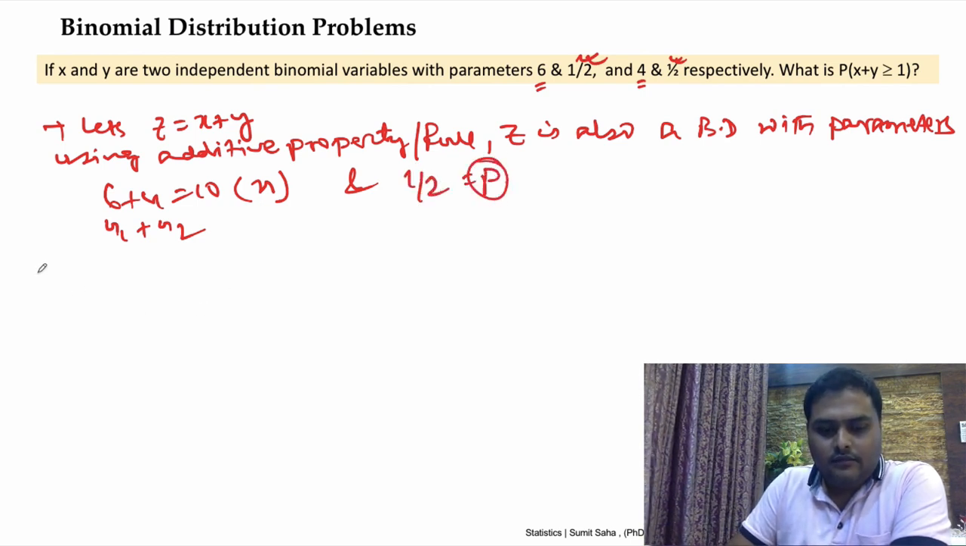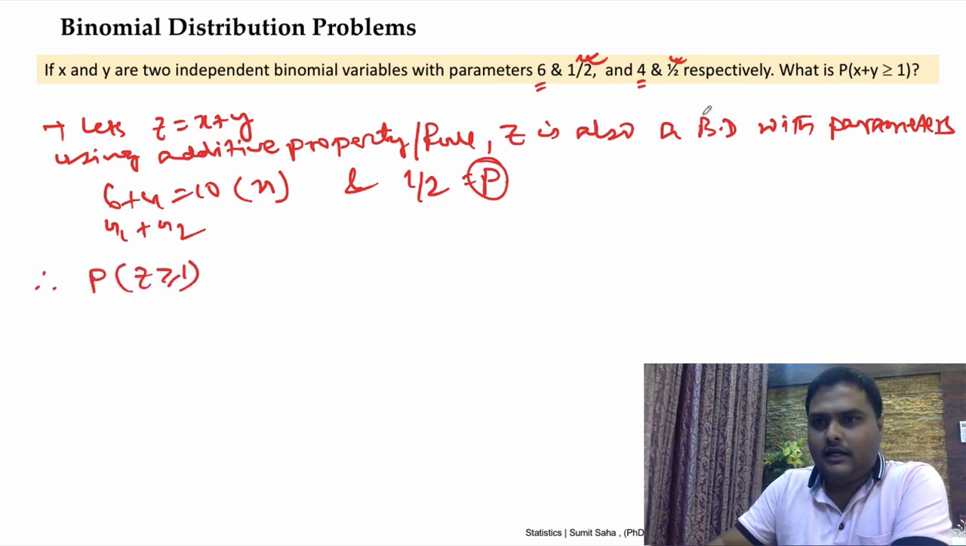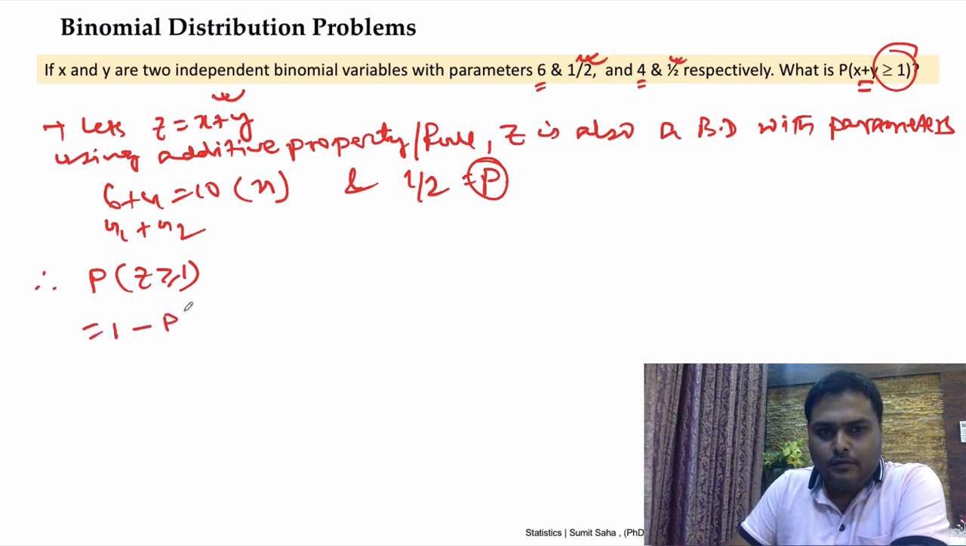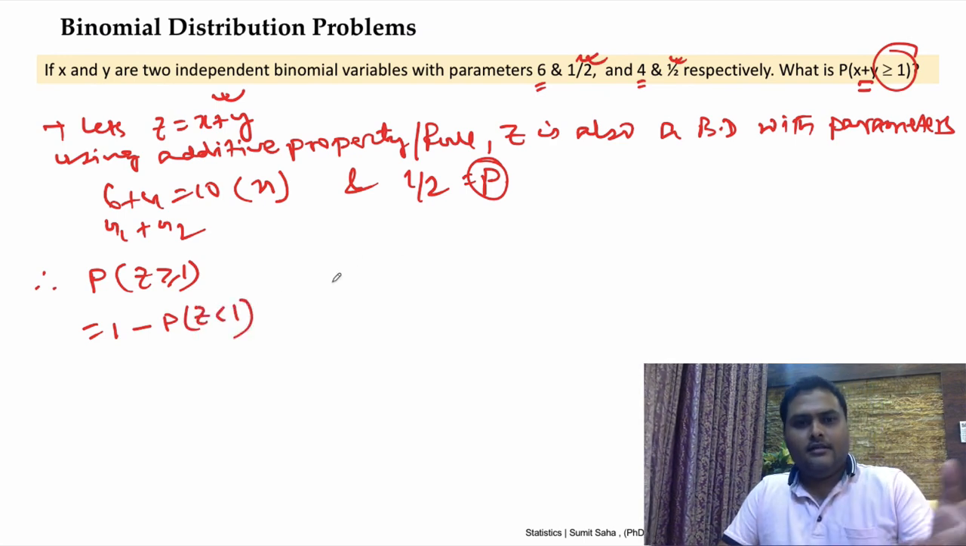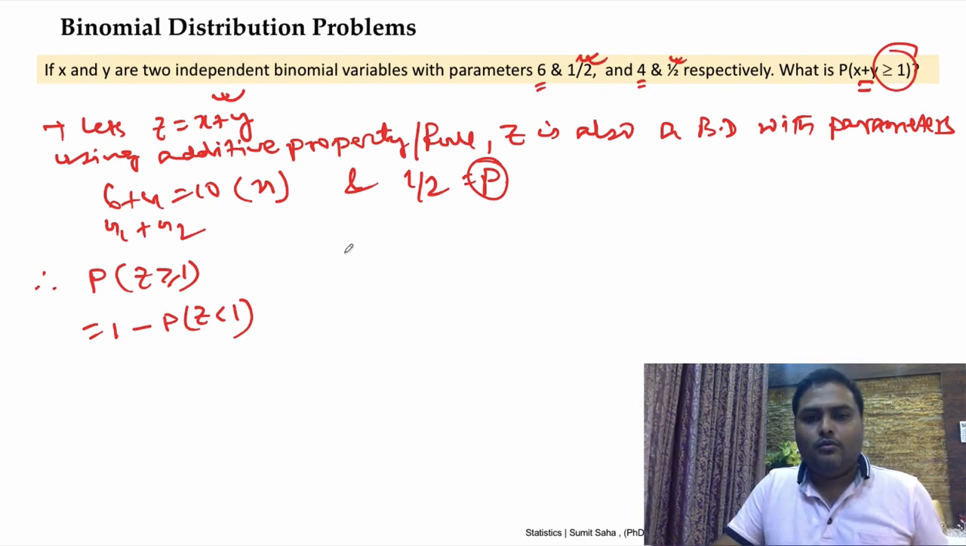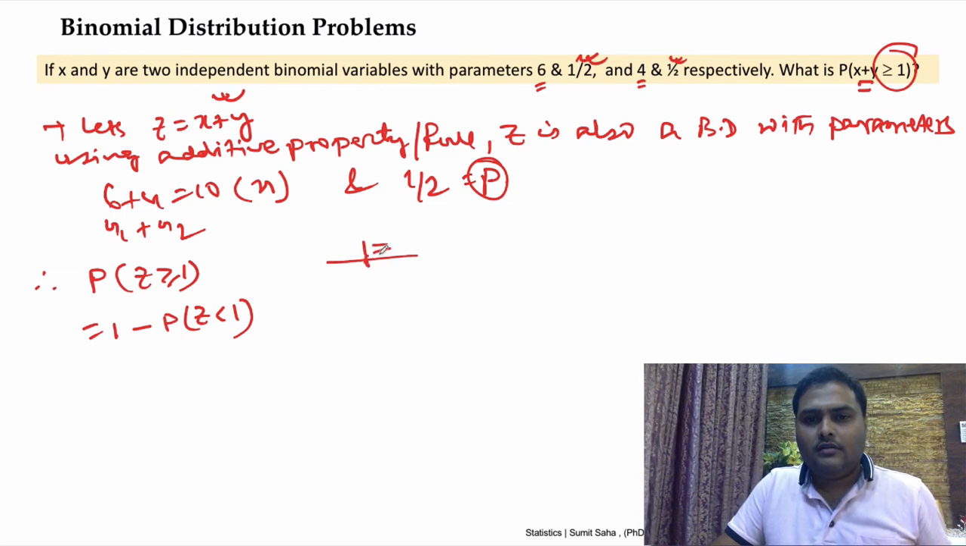So now if I try to find out the probability of z more than or equal to 1, because x plus y equals z as we have considered here, then we can write it as 1 minus the probability of z less than 1. Correct? So I need to find the probability of z which is more than 1 here, so I can say 1 minus this side. Correct. The probability of z will be the value. Clear?